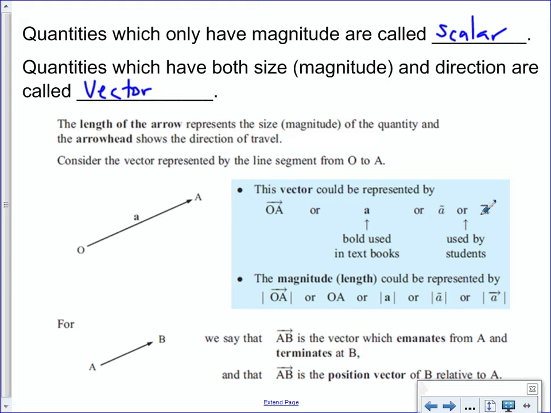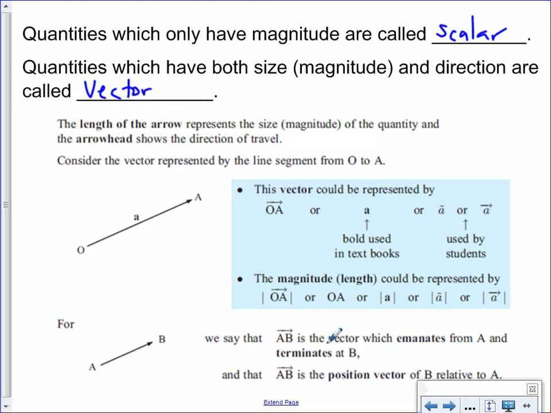I like to use the arrow notation, but use any notation that shows me it's a vector, not just the letter A. That way, when you show me magnitude, it doesn't look like the absolute value of a number. It looks like the magnitude of a vector.